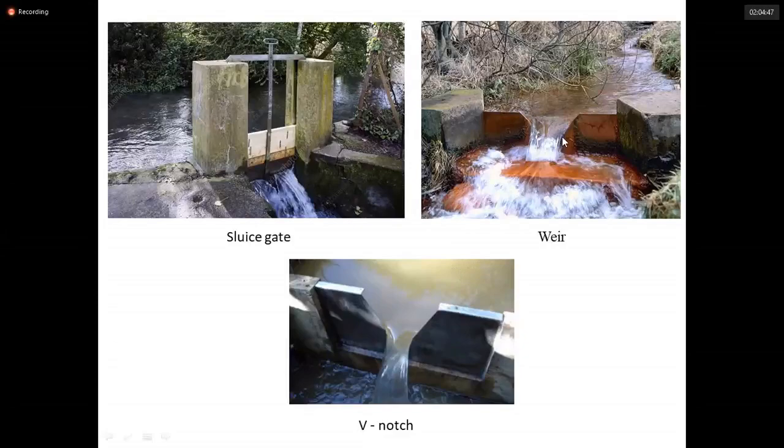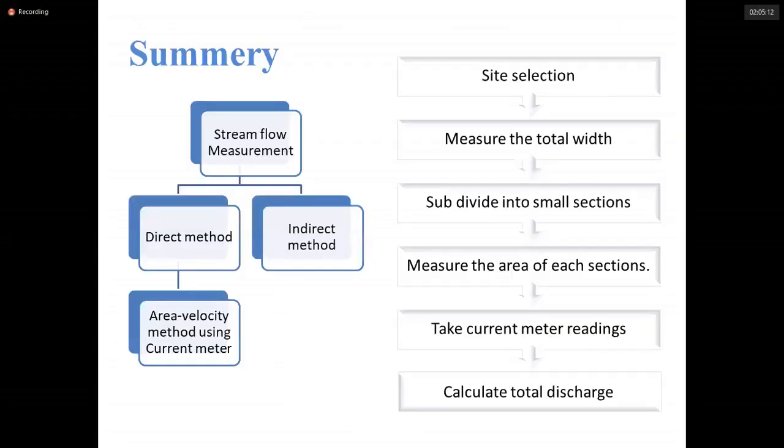If the flowing water has some debris, sometimes sediments are here, they block the flow of the channel, so it will not give the accurate flow. So these are the drawbacks of these types of methods.